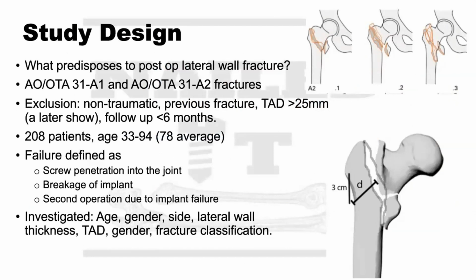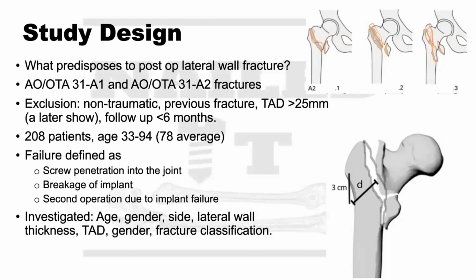They're looking at AO/OTA 31-A1s and 31-A2s. Remember, and this is in the original classification, this is talking about a fracture involving the lesser trochanter with a simple fracture line, as well as fractures involving the lesser trochanter with some more comminution or an intermediate piece. So we're talking about some more increasing posteromedial comminution as at this time.